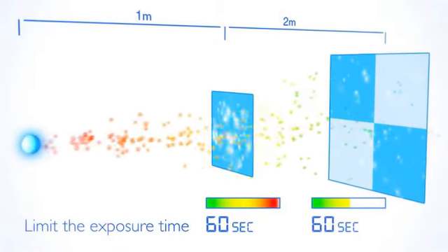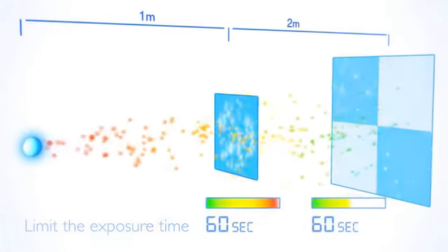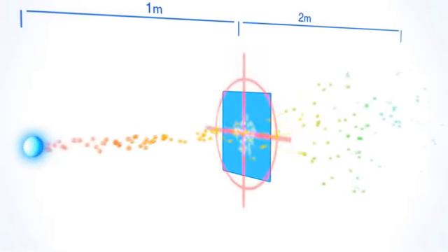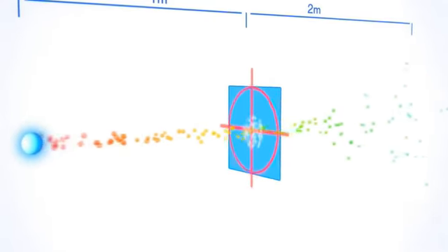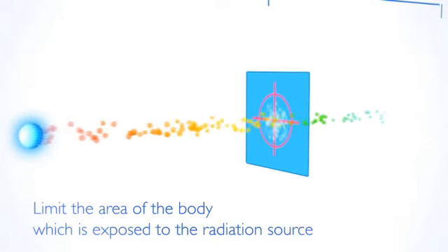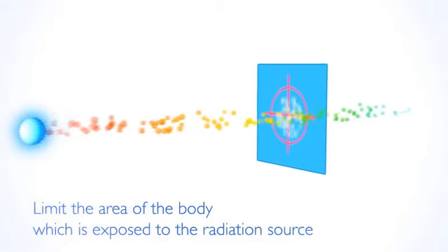It is also important to limit the area of the body exposed to the radiation source. The bigger the exposed surface area, the more radiation dose received. Therefore, the radiated area should be kept as small as possible with the use of collimation.